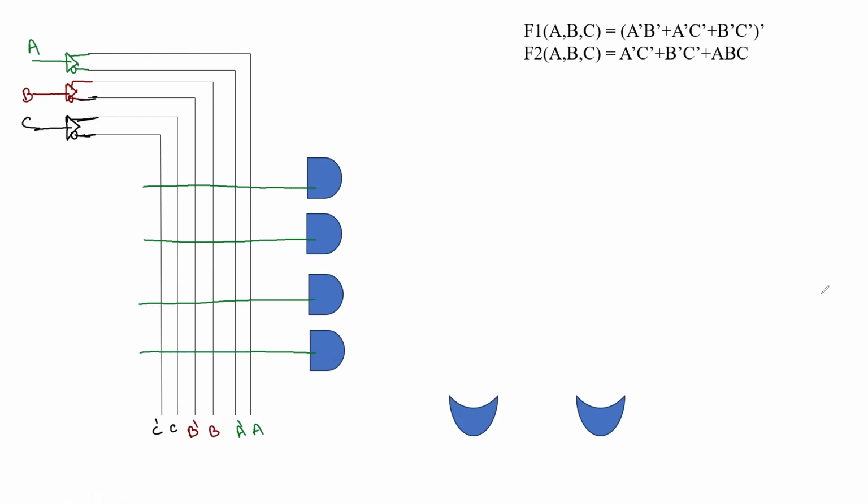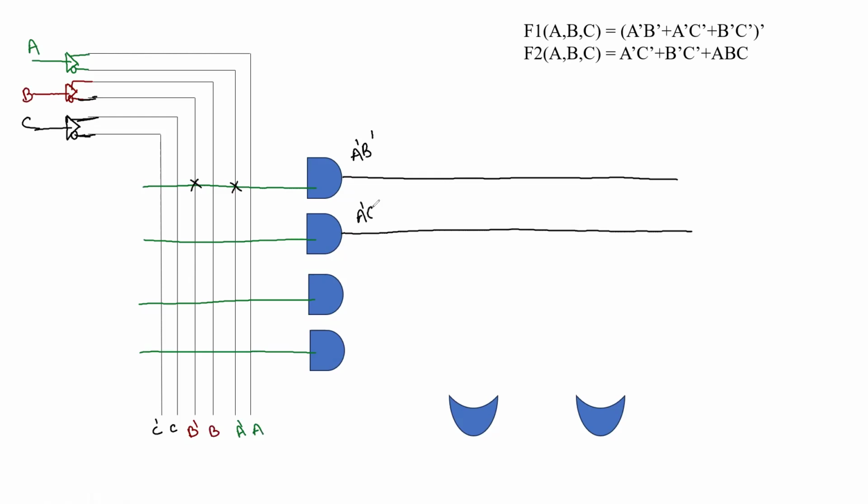So in the first case, this one we are going to utilize for A', B', A', B'. So here we have to put the cross at A', cross at B'. Second, we are going to take another product term. That product term is A', C'. So again, we have here this is the A', and the last one is the C'.